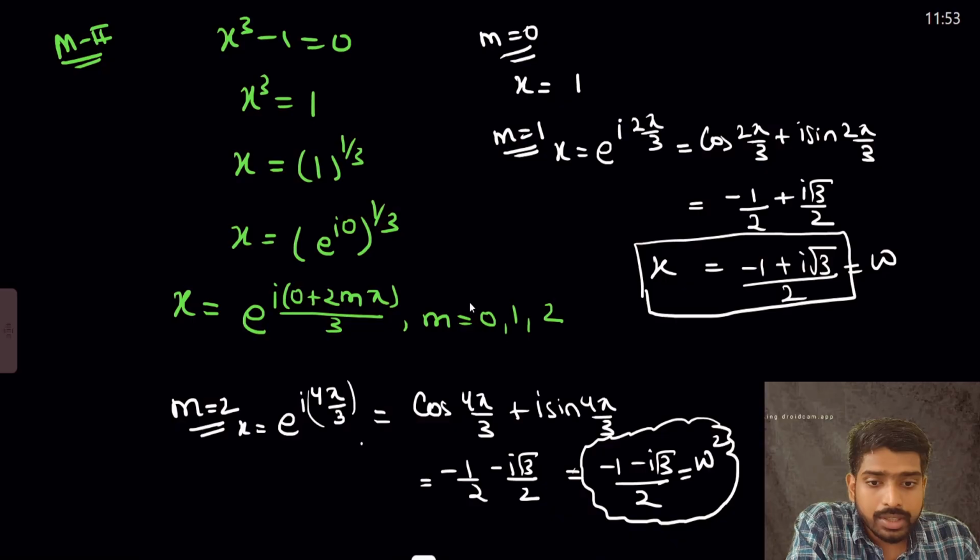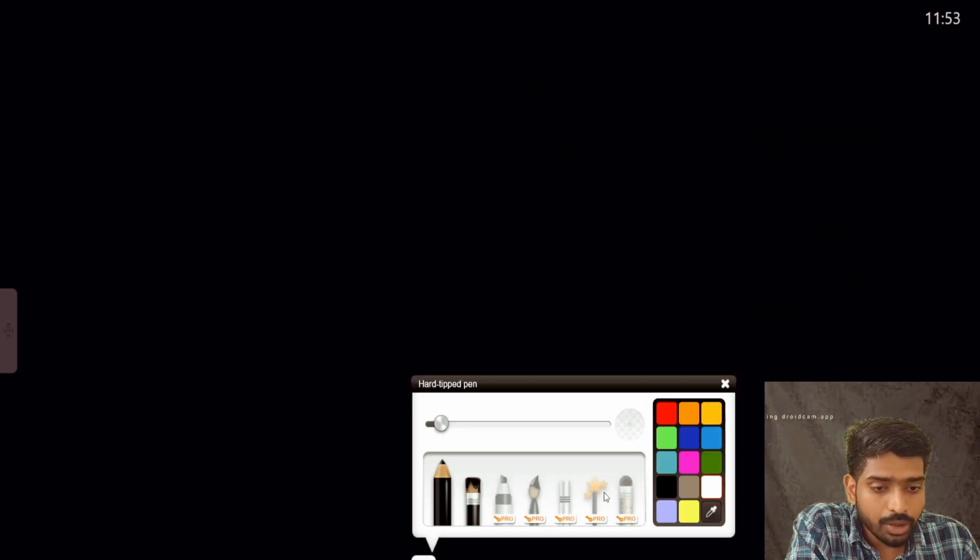See, what is the magnitude of 1? Magnitude of 1 is 1. What is the magnitude of omega? It is also 1. The modulus of the complex number omega is 1. Modulus of the complex number omega square is also 1. We'll plot this in the complex number plane.